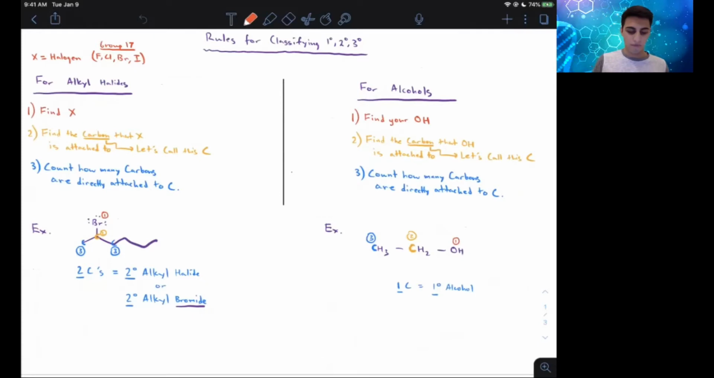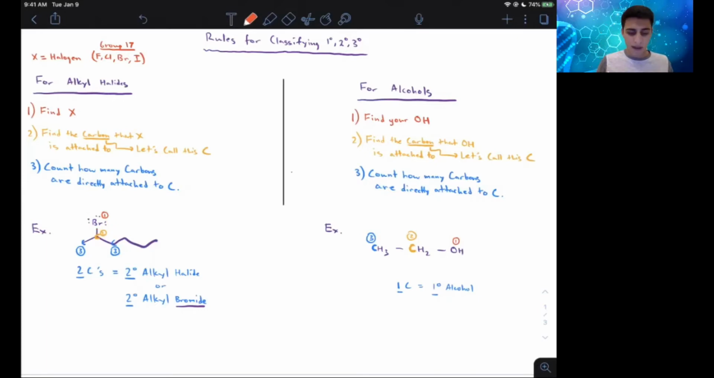Now, if we start over here with alkyl halides, let's say we're given a problem like this and we are asked to classify the alkyl halide. Rule number one, all you need to do is find your halogen. So X would be our halogen here, like F, Cl, Br, or I, these are all the elements that you can find in group 17. First step is you want to find your halogen. So in this case right here, it's right there as listed by number one.